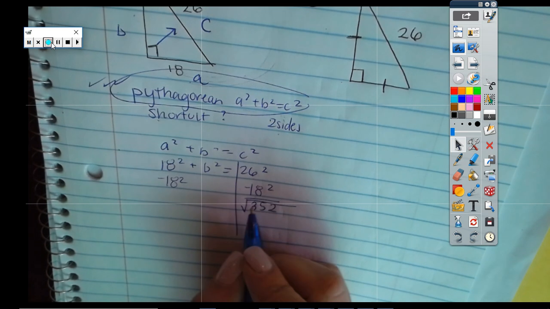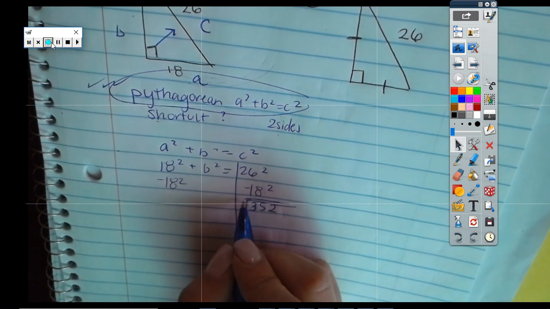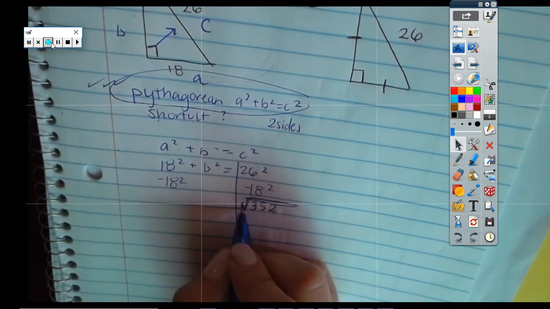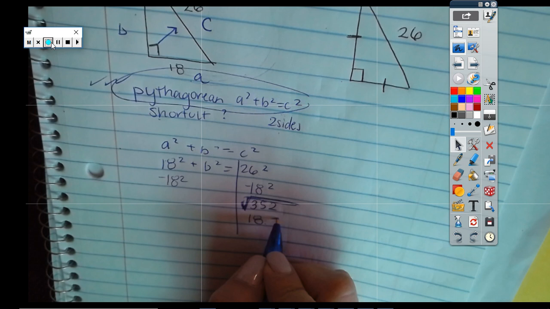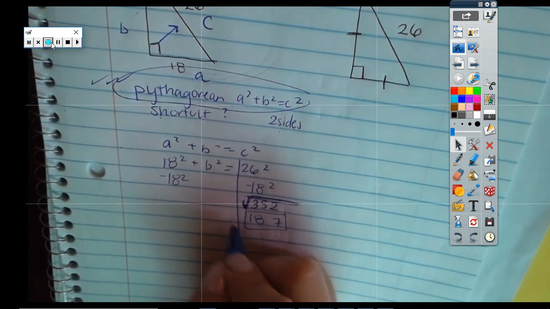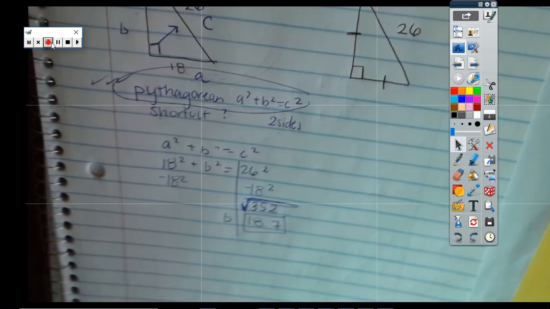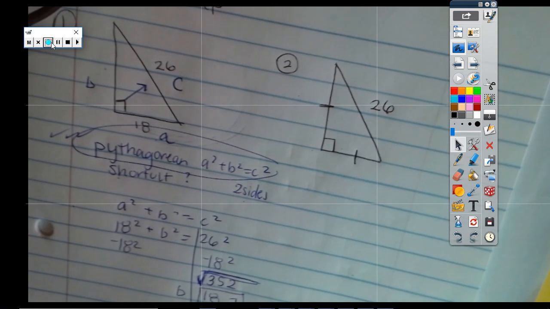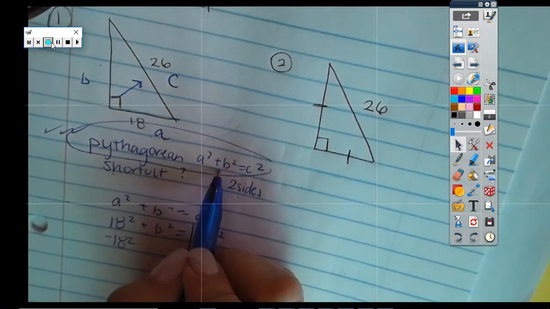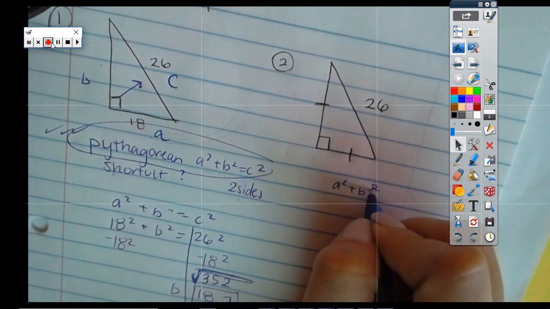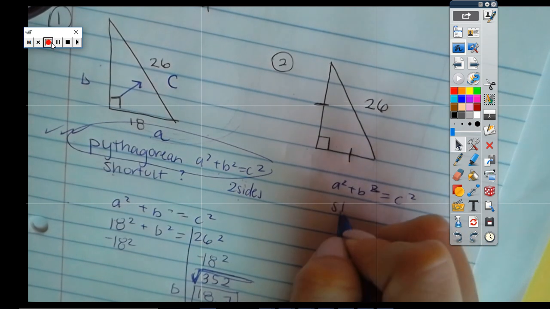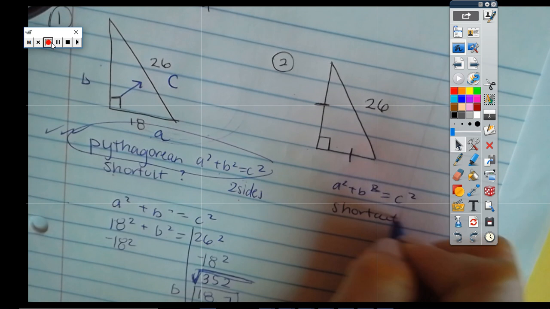What did you get when you took the square root of that, Terrence, of 352? 0.7? Alright, so that is B. Now, on number 2, same question I'm going to ask y'all. Did you use Pythagorean Theorem on number 2? The A squared plus B squared on number 2? Or did you try using the shortcut?